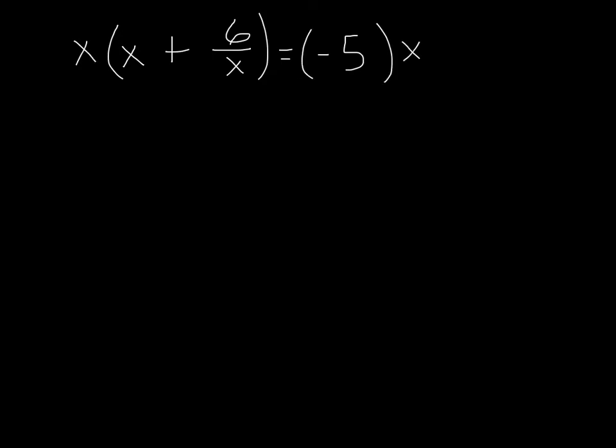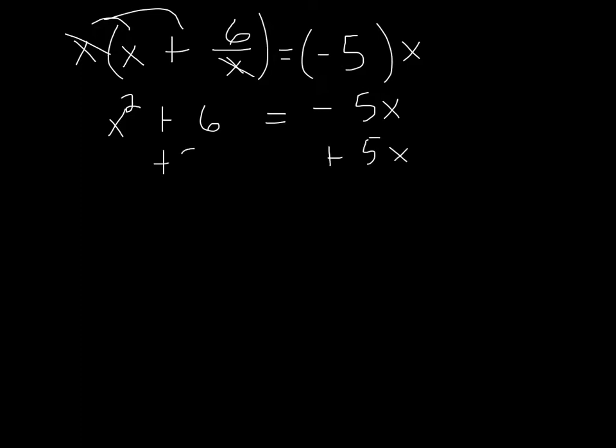When we distribute the x, we get x times x is x squared, and then x times 6 over x, those cancel, right? So we're just left with 6, and then on this side we have negative 5x. Now you want to set it equal to 0, so you can solve for your variable. So plus 5x, and you have x squared plus 5x plus 6 equals 0.